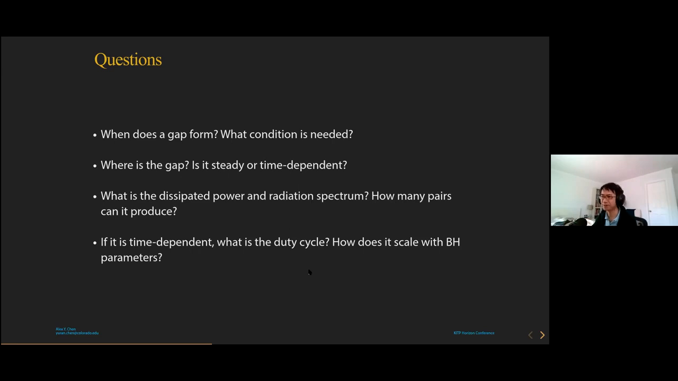Where is the gap? Is it steady or time dependent? What's the power dissipated? What's the radiation spectrum? How many pairs can it produce? If it's time dependent, what's the duty cycle? What's the time variability? Things like that. So these are the questions we wanted to address.